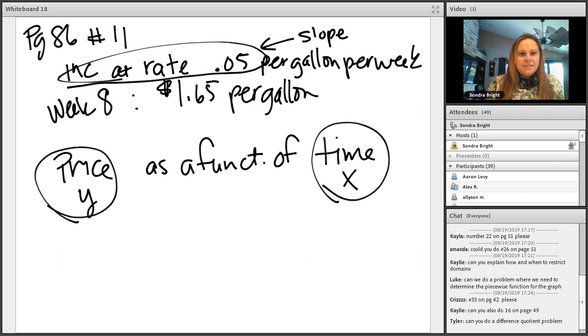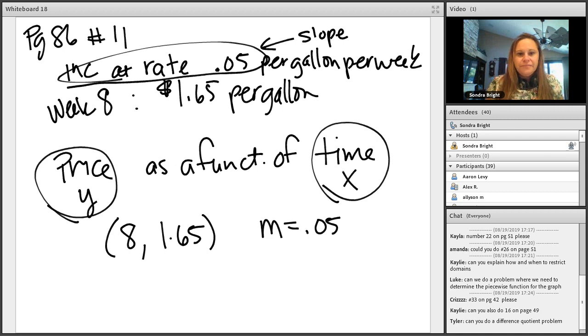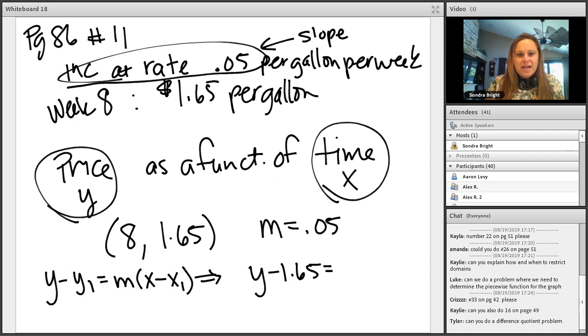Okay, so that means that at week 8, you have a price of $1.65. So there's your point. And then we have the slope is 0.05. And so using point slope form, which is y minus y1 equals m times x minus x1, that'll give you y minus 1.65 is equal to 0.05 times x minus 8.